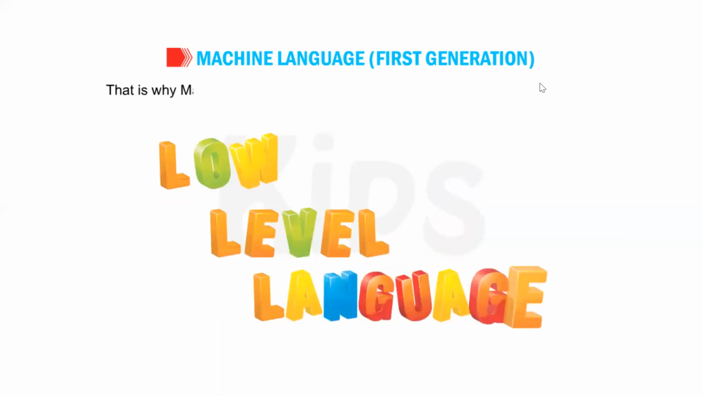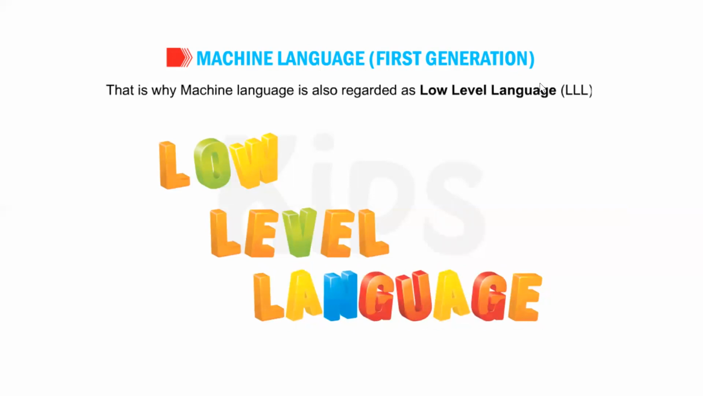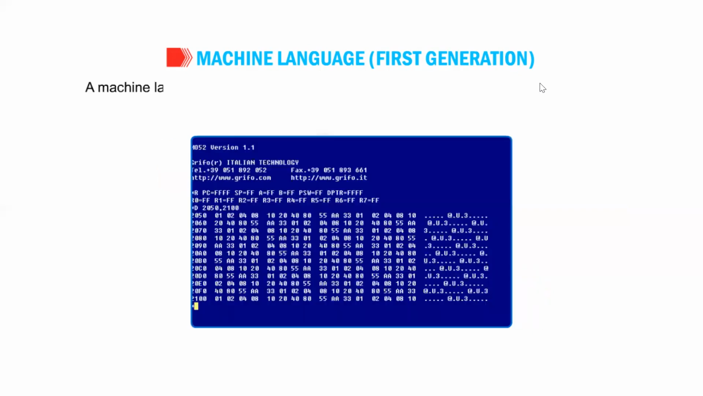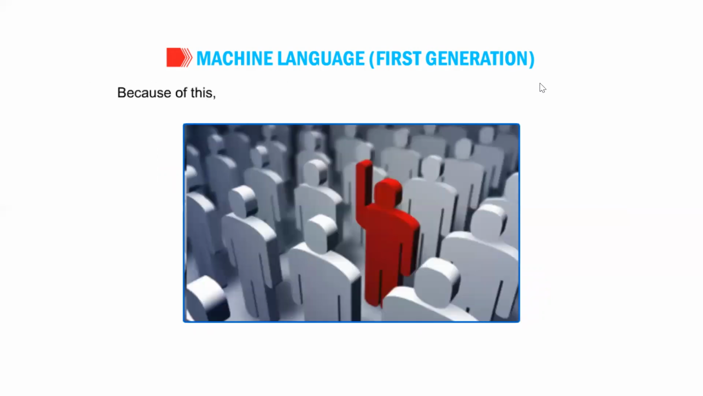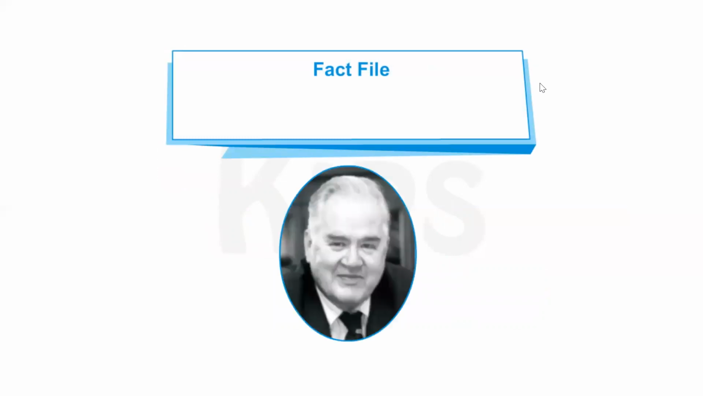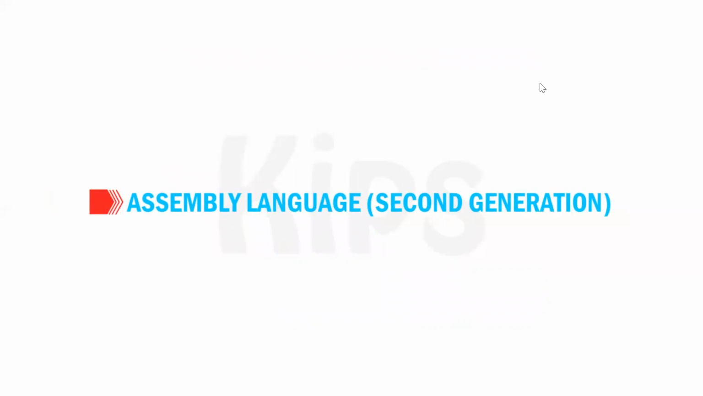That is why machine language is also regarded as low-level language, that is LLL. A machine language program written on one computer may or may not run on another computer. Because of this, very few people opt for specialization in machine language. Let me share a fact with you. The term software was first used by John W. Tukey in 1957.